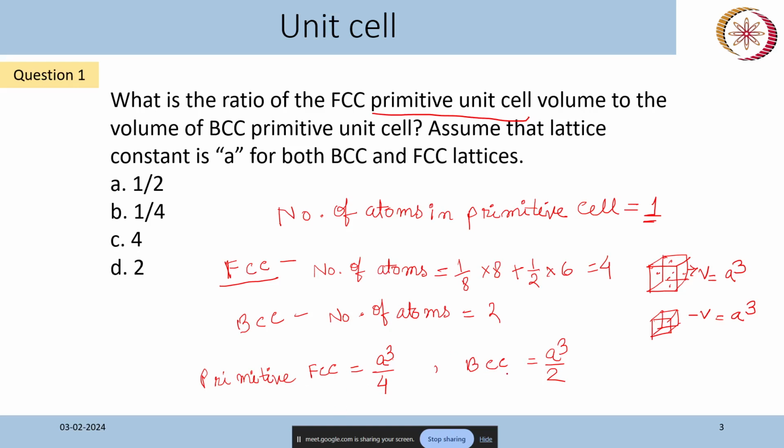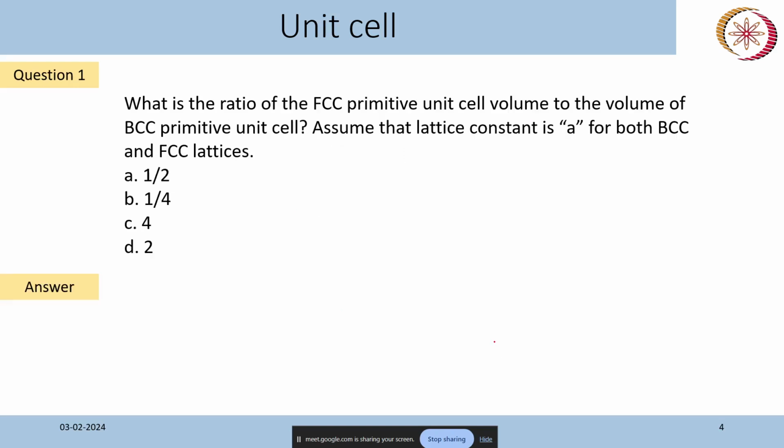So what will be the answer? Half. So the answer is A. Okay. Is there any doubt in this question? I hope it's clear. So the answer is A.